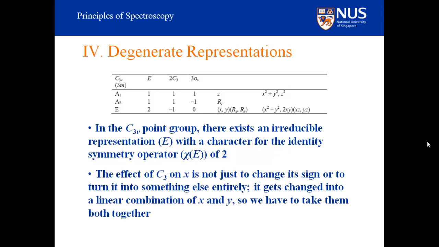The effect of C3 on X is not just to change its sign or to turn it into something else entirely. It gets changed into a linear combination of X and Y, so we have to take them together. This is the reason why the X and Y are in brackets. They're considered to be a degenerate basis set.